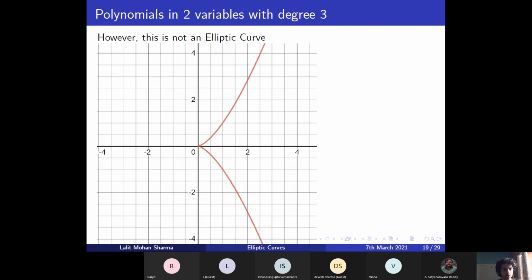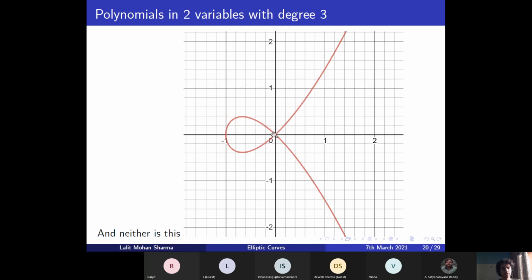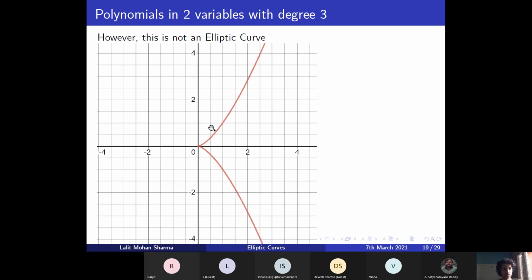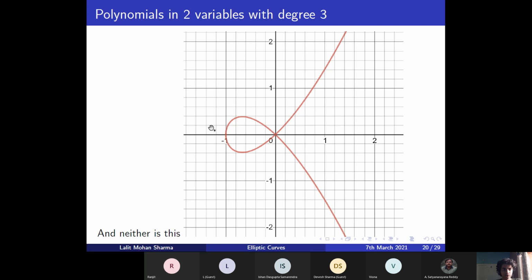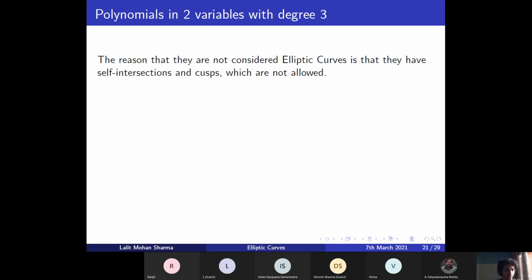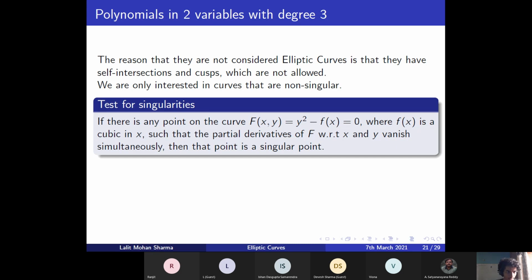So these are also called singular points. This is called a cusp, and this is called a self intersection, and these points are called singular points. By definition, singular points are the points where the partial derivatives with respect to x and y both vanish for a particular curve, which are not allowed. We're only interested in curves which are non-singular. Non-singular basically means a curve which has no singular point. So this is the test for singularities.